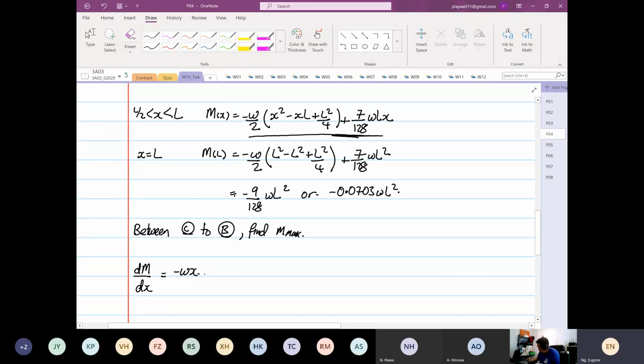Plus omega L over 2, right? And then the last term, plus 7 over 128 omega L. The whole term will be equal to 0, right? The whole term is equal to 0 because dM/dx is equal to V as a function of x, right? So when the shear force is equal to 0, i.e. shear force is equal to 0, the bending moment will be at its max.